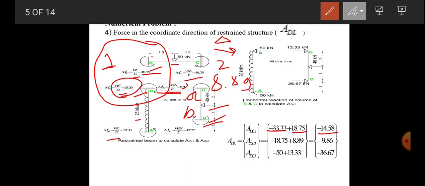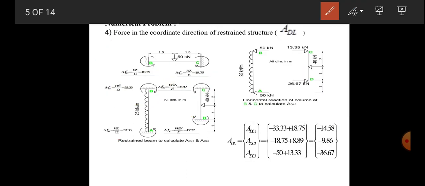Now second location, second coordinate, this is our second coordinate where theta c is our unknown, and the fixed moment is minus 18.75 for BC and C, and next is for C end of CD column, the moment is 8.89, and the net will be minus 9.86.